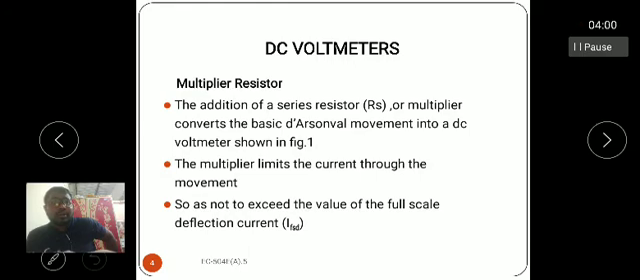With the help of the multiplier connected to the D'Arsonval movement, we limit the current through the movement so that it does not exceed the full scale deflection current. That is the advantage of connecting the series resistance to the D'Arsonval movement, which is called the multiplier.